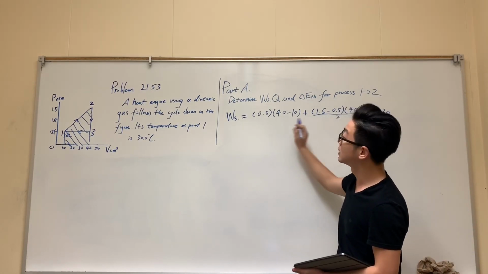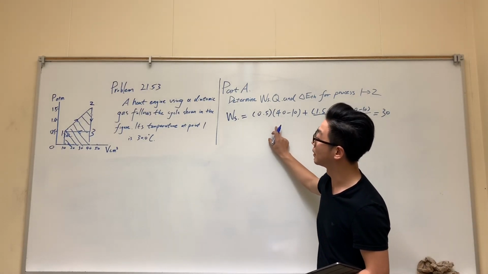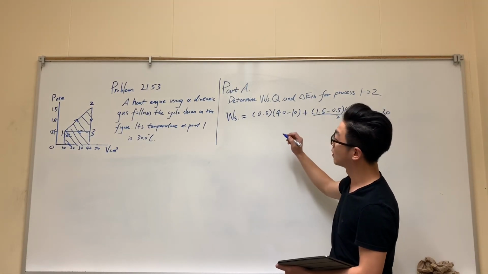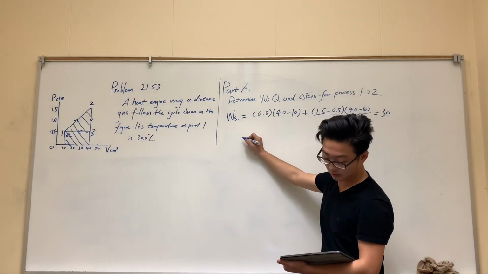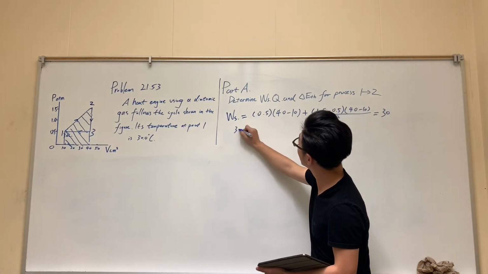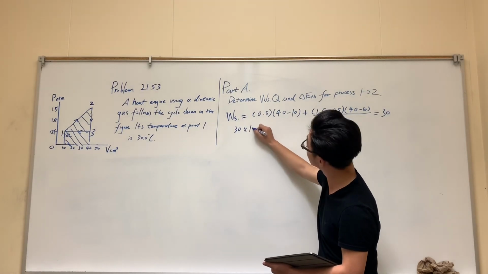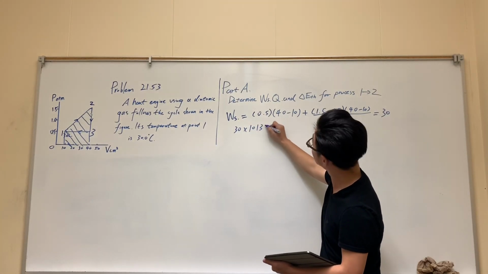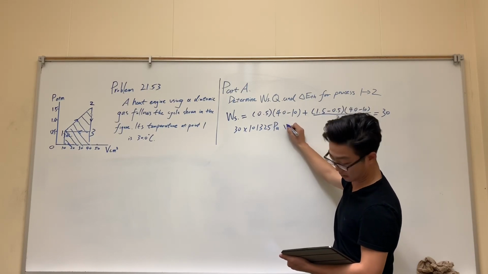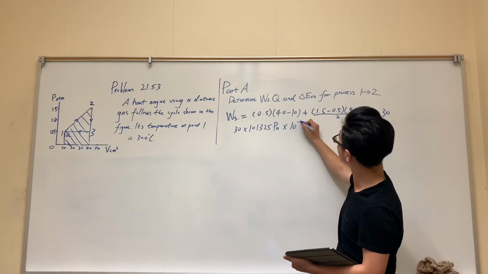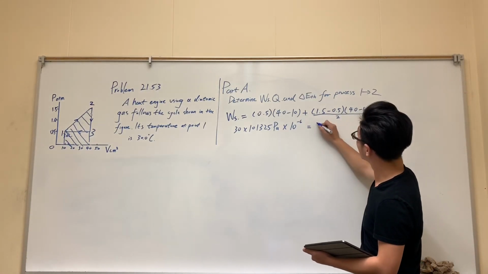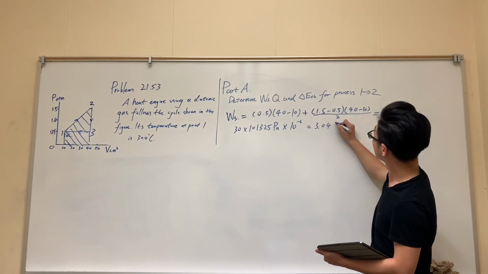So now, because this is all in cubic centimeters, we need to convert into cubic meters, and also we need to change the ATM into Pascal. So it will be 30 times 101,325 Pascal times 10 to the negative 6. Then we get 3.04 joules.